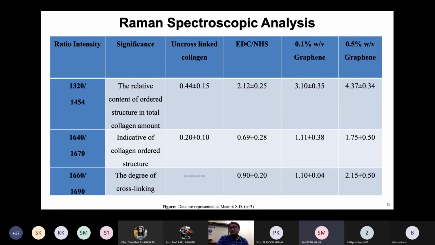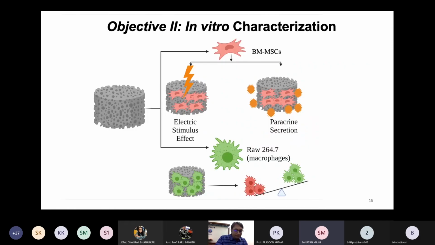So with this, we have done most of our material part, and now we wanted to see it in more application. The first thing we wanted to know is what happens to BMSCs when we give current in the material, and what happens to macrophages when we give current.